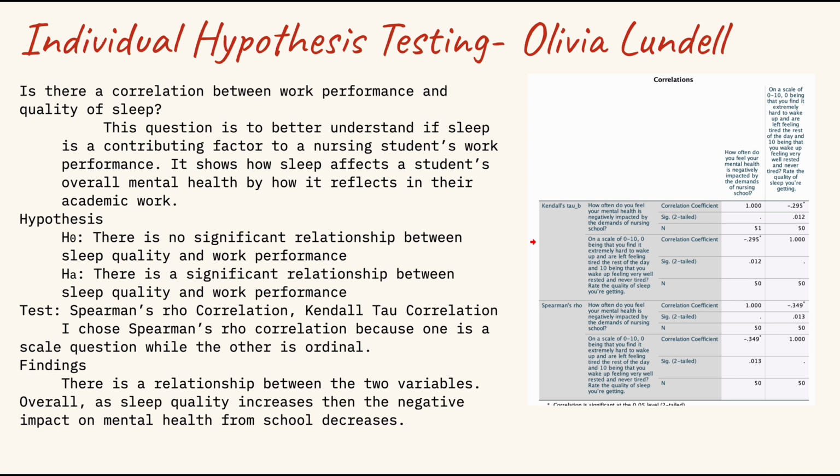Since the p-value is equal to 0.013 and is less than the significance value of 0.05, then there is a relationship between the two variables. Reviewing the chart, the correlation coefficient is negative 0.349, a moderate negative correlation. The conclusion I drew was that the tests that I ran rejected the null hypothesis, indicating that as sleep quality increases, then the negative impact on mental health from school decreases. This helps to support my hypothesis that there is a significant relationship between sleep quality and work performance.